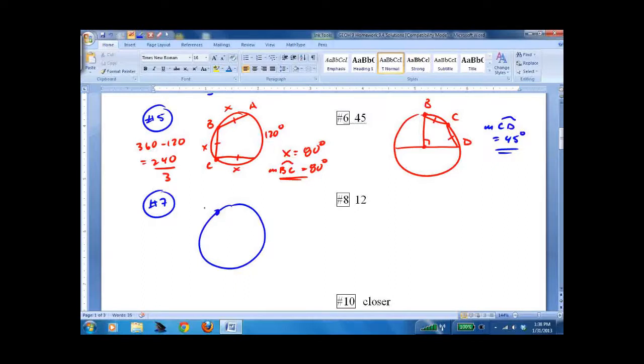Number 7, A, B, O, equilateral triangle. This is 24. AB is 24. So 12 and 12. This is 30 degrees. I'm going to bust that triangle out so I can see what I'm talking about here. 12 and 30 degrees. And they want to know what OA is. Well, that's the short side. So we double it, we get 24.